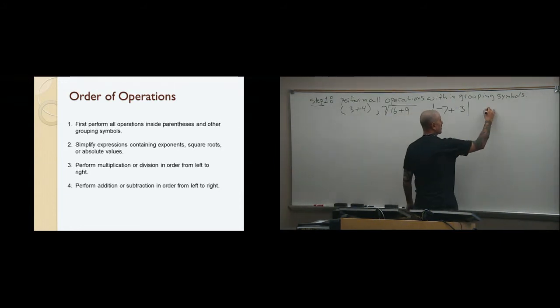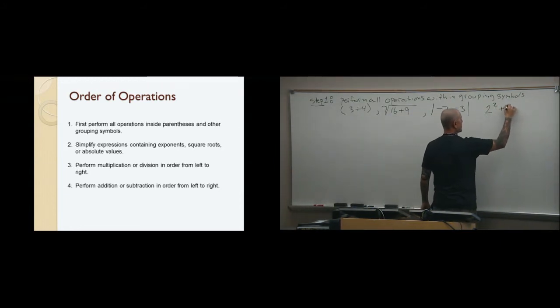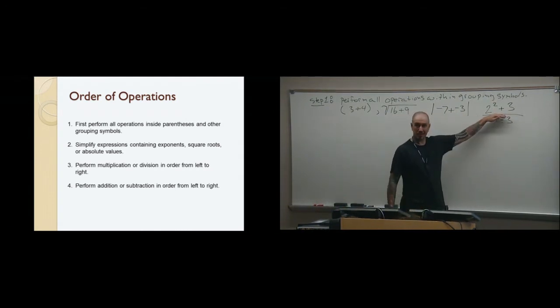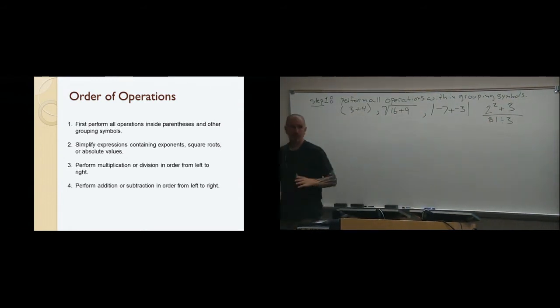So I may have something like 2 to the power of 2 plus 3 over, let's do 81 divided by 3. Okay? I may have something like that. The fraction bar is acting as a grouping symbol. It's telling me simplify the top and then simplify the bottom. Then, if you can, either simplify the fraction or do the division. Okay? So, lots going on in that first step, but it's performing all operations that are within grouping symbols.